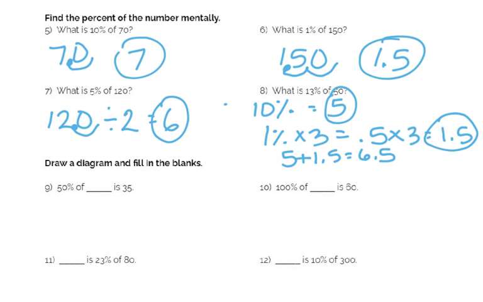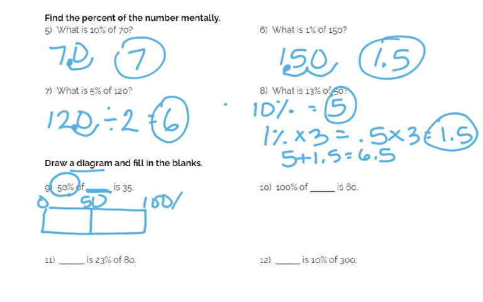All right, so draw a diagram. These are helpful when you're missing the whole. So we're missing this value here, but we know the part. So 50% of 35. So I need to split this into something that can evenly go into both 50 and 100, which would be 50. So here's 0%, 50%, and 100%. And if 50% is 35, then each of these sections is worth 35, so this would be 70.